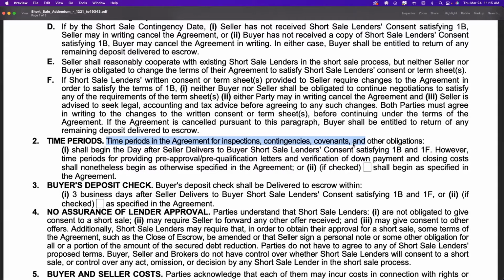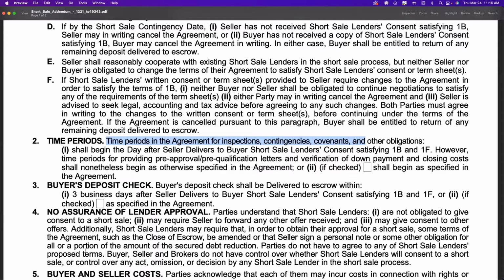Now, the second issue with the time periods is the deposit, right? Which is right here, buyer's deposit check, where it says, hey, we're not going to put the deposit in until we get the approval. Or the listing agent, the seller, checks the box that says we're going to put it in now as per the agreement, right? Within 3 business days of acceptance.